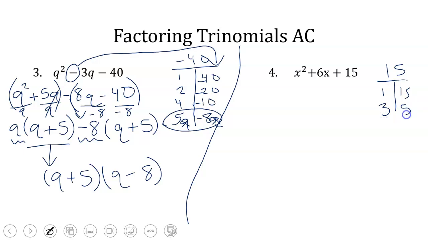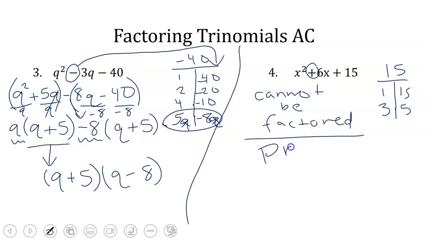1 times 15, 3 times 5. They multiply to a positive. So that is either going to be 2 positives or 2 negatives. Look in the center. What sign? It's a positive, so that means they're both going to be positives. Well, if you look at your list, does anything add to a 6? No, it cannot. This cannot be factored. It is already prime. You cannot do anything with this. You leave it alone. It cannot be factored. It is already prime. It cannot be simplified.